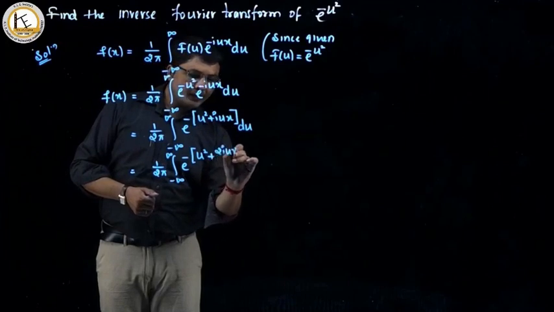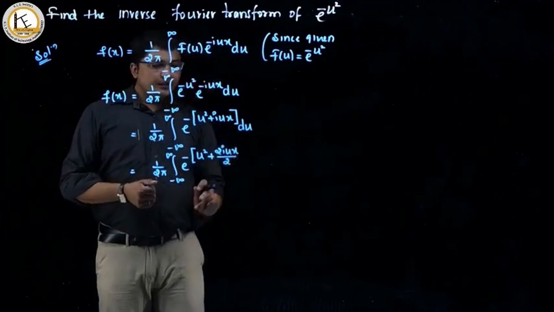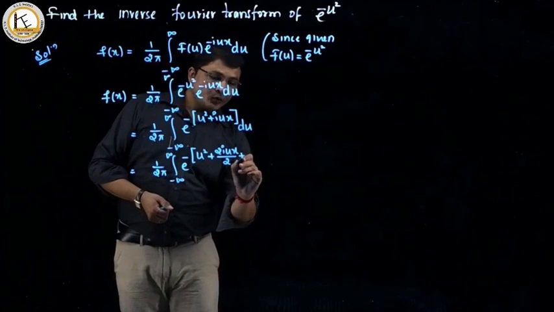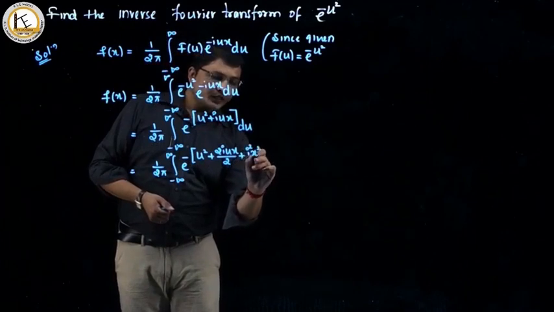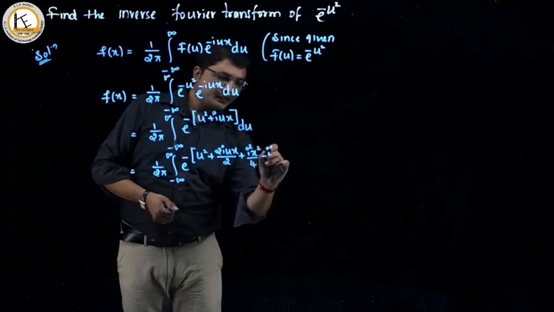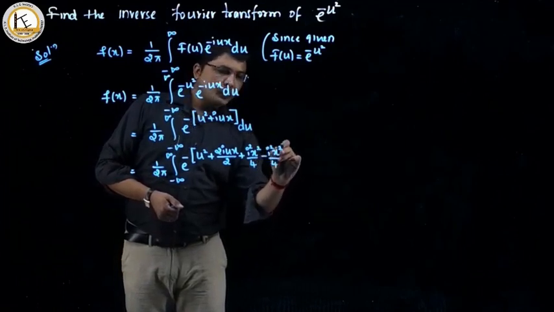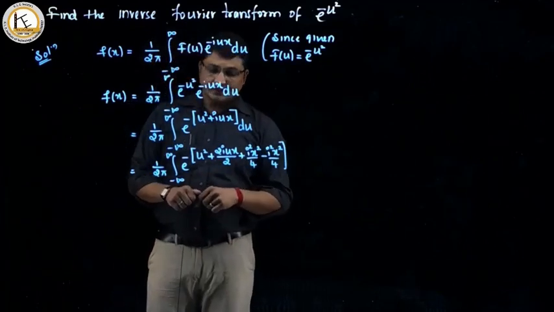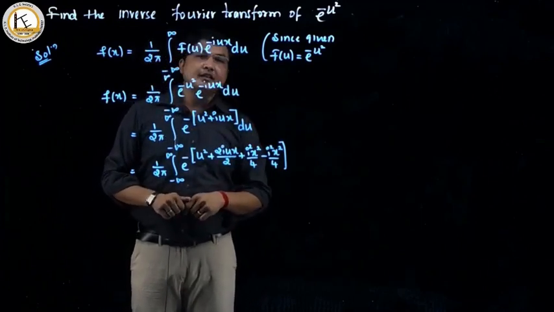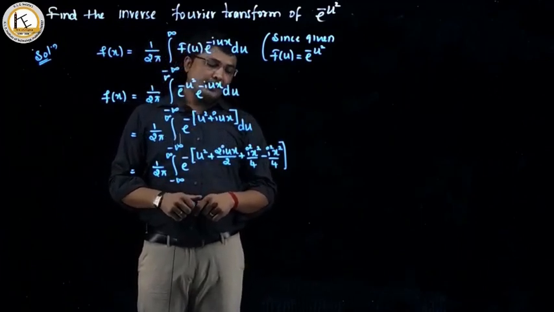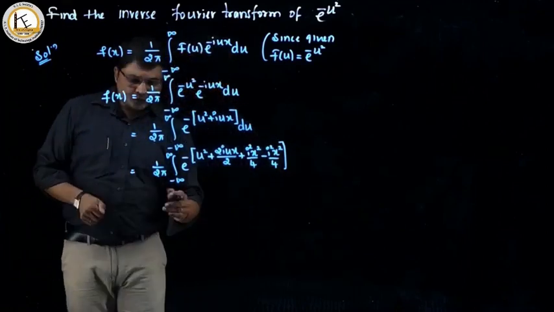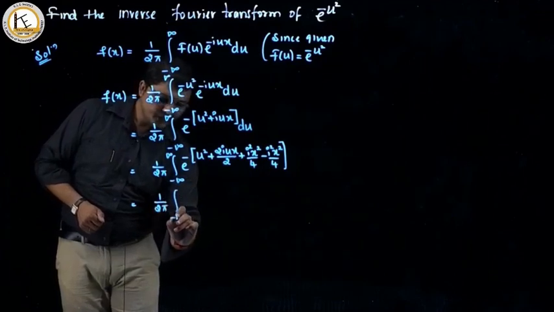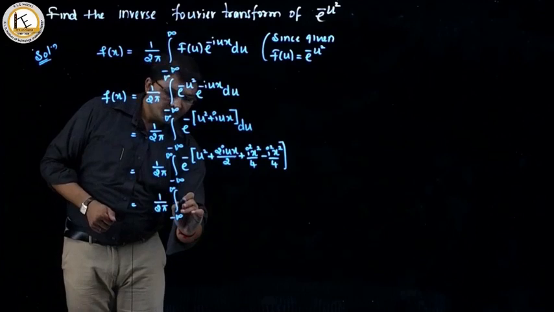That's why I'm going to make some adjustments, adding and subtracting, so that I can reduce it into the standard form. So it is e raised to minus of, I will keep this u square as it is, and this iux I will write as 2 times iux divided by 2. When I cancel this 2 and 2, I will again get iux. Then I am going to add i square x square by 4 and subtract i square x square by 4. Why am I making this adjustment?